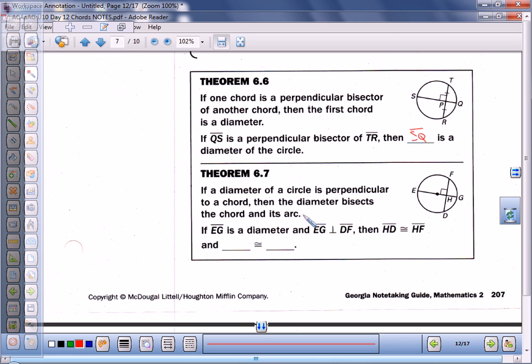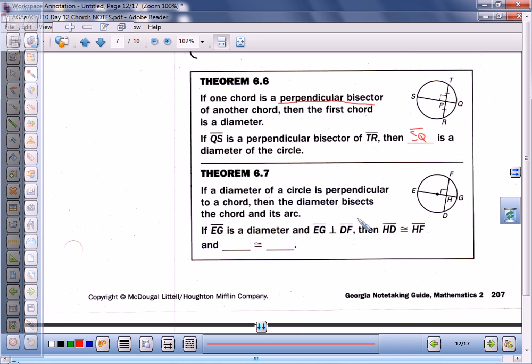Miss Wilby, so that only applies for SQ, it couldn't apply for TR? Right. Because TR is not bisecting SQ, but SQ is bisecting TR. But if SQ was lowered down a little bit, it wouldn't be the diameter, and it wouldn't be bisecting either. It would just be two chords. It has to be perpendicular and it has to also be bisected. Correct. Perpendicular bisectors, got to be both.